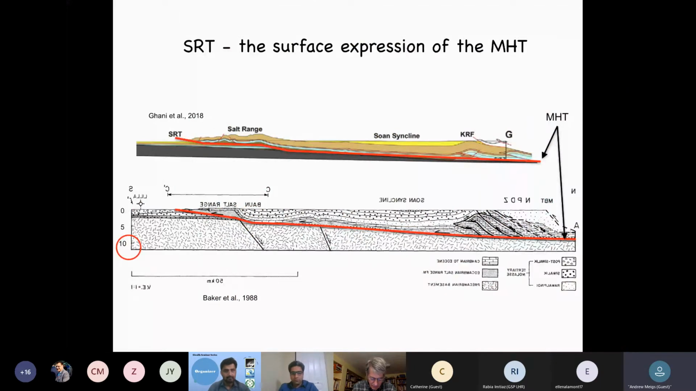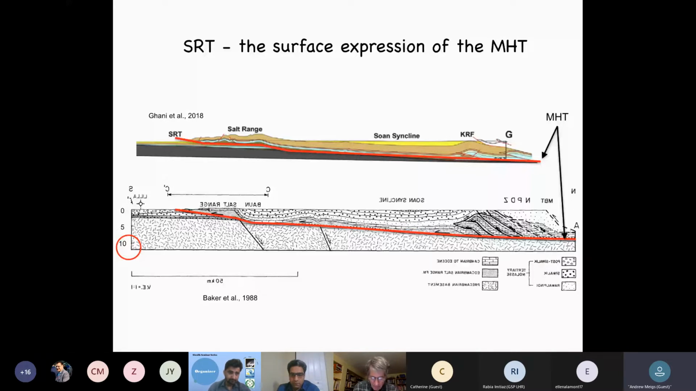Well, I would like to end by saying that the Salt Range is the surface expression of the main Himalayan thrust. And there's a lot of debate in the literature about whether the Salt Range is capable of generating an earthquake. And what I would point out is that if you look at Ghani's fine cross section from his 2018 paper, or from this very old paper by Baker in 1988, both of them project the main Himalayan thrust northward beneath the North Potwar deformed zone.